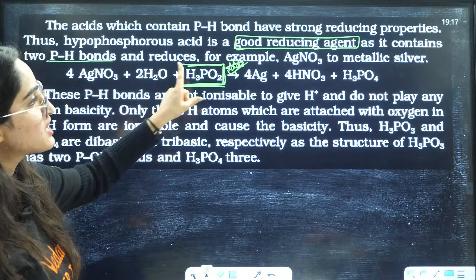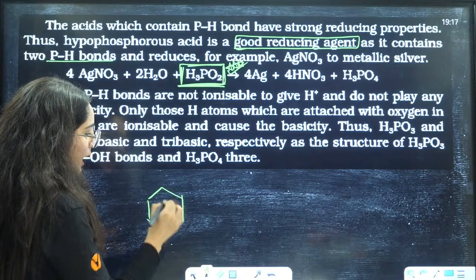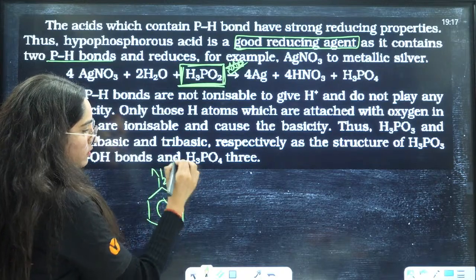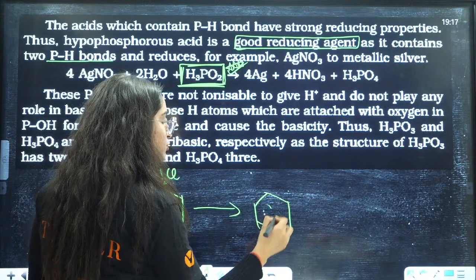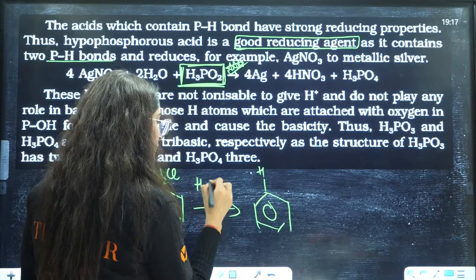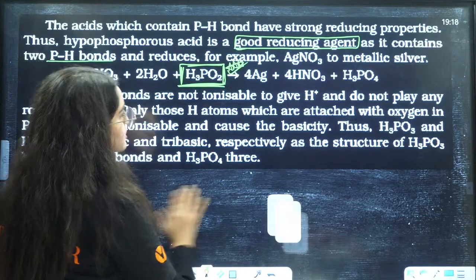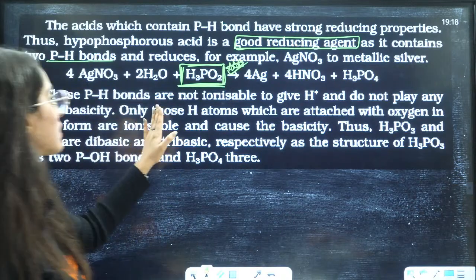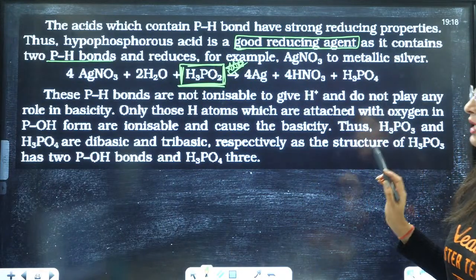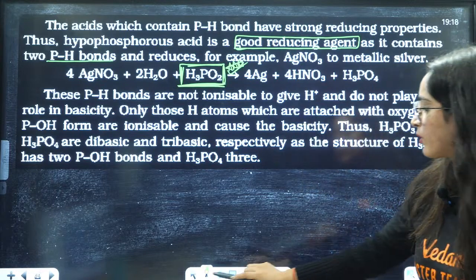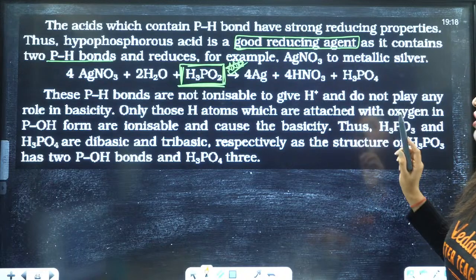AgNO3 to metallic silver, right? We have also seen that benzene diazonium chloride was reduced to benzene by H3PO2. So these are the applications. Then you have these P-H bonds, which are not ionizable to give H+ and do not play any role in basicity. The very important thing they are saying is that it is a good reducing agent. It contains 2 P-H bonds.